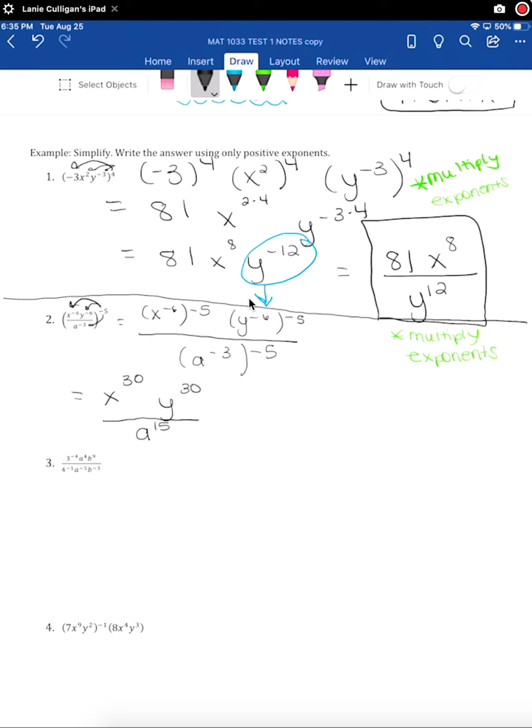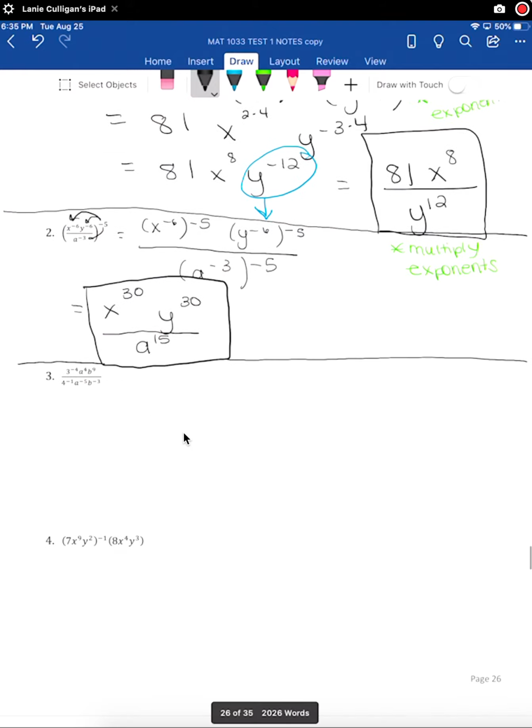So that took care of the negative problem for us. We got rid of the negatives by doing that. That kind of killed two birds with one stone. And now our x's are all together, our y's are all together, our a's are all together. Everything's positive. We're good to go. This is our final answer. X to the 30th, y to the 30th, all over a to the 15th power.